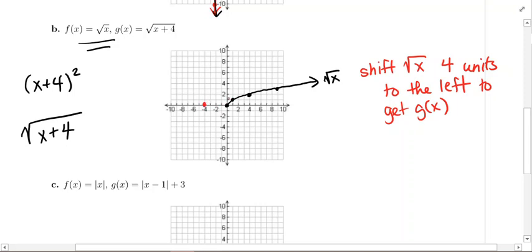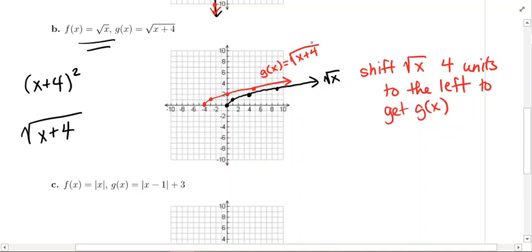The point at 1, 1 will go over 1, 2, 3, 4. It'll end up at negative 3, 1. The point at 4, 2 will go over 1, 2, 3, 4. It will end up at 0, 2. And then lastly, the point at 9, 3 will go over 1, 2, 3, 4. It will end up at 5, 3. You're going to connect it with the same basic shape. So this is the graph of g of x equals the square root of x plus 4.